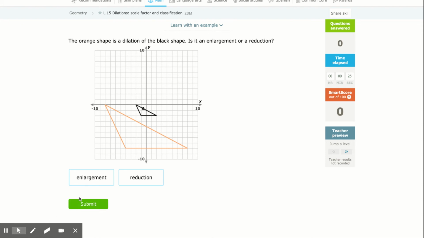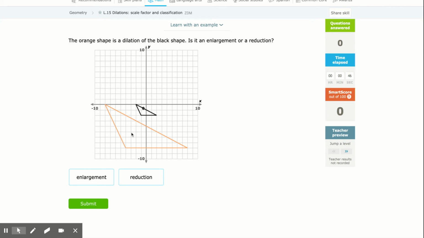Welcome. This lesson will start out very, very simply. They want to just make sure you know if it's getting bigger or smaller. In other words, is the dilation an enlargement or a reduction? I believe always the black figure will be the original and it's been changed or transformed to the colored figure.